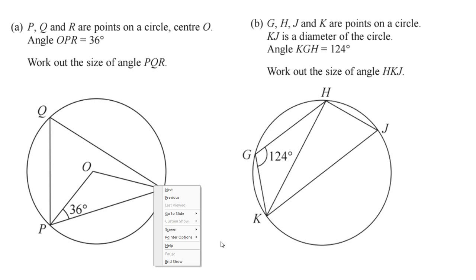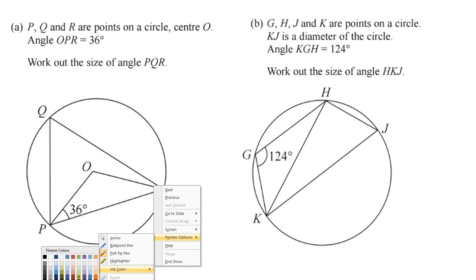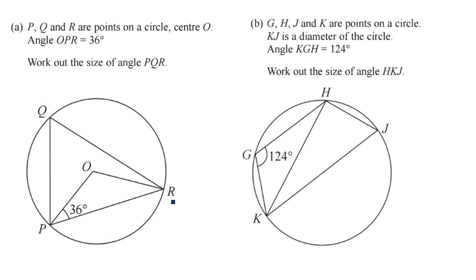Okay, so let's start with part A. Part A says P, Q and R are points on the circle, centre O. Angle OPR is 36, and that's marked on the diagram. We have to work out the size of angle PQR, so the angle at the top here. Now to do that, clearly we're going to have to work on this triangle first. When we get the angle at the centre here, POR, we're then going to be able to jump up to here to get the final answer. But let's start with angle PRO.